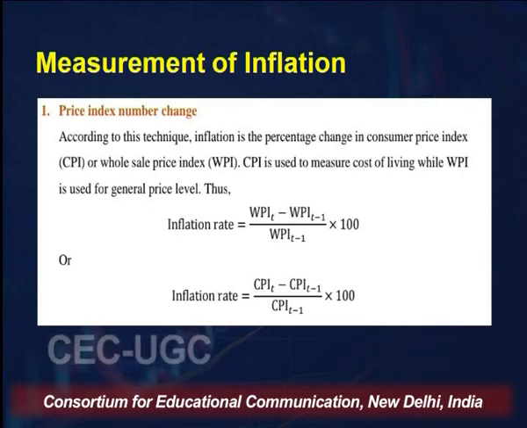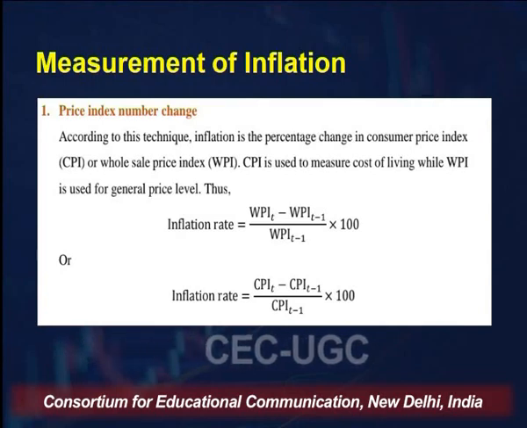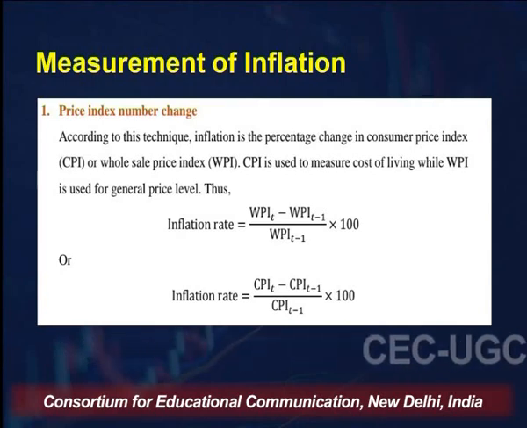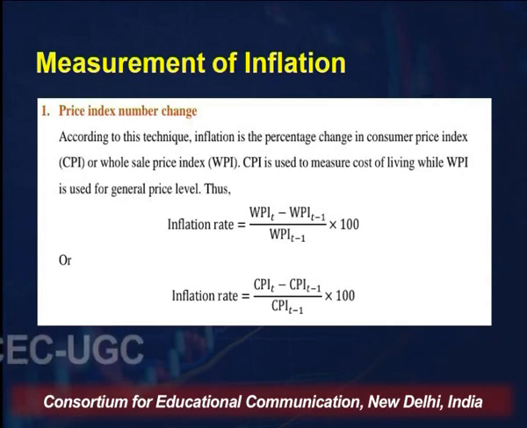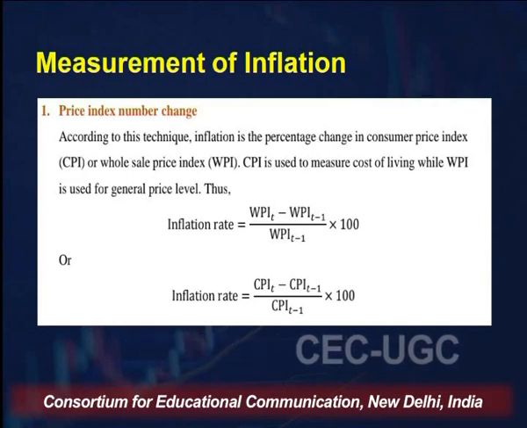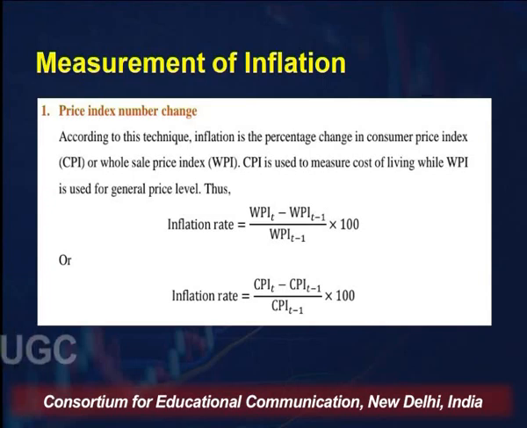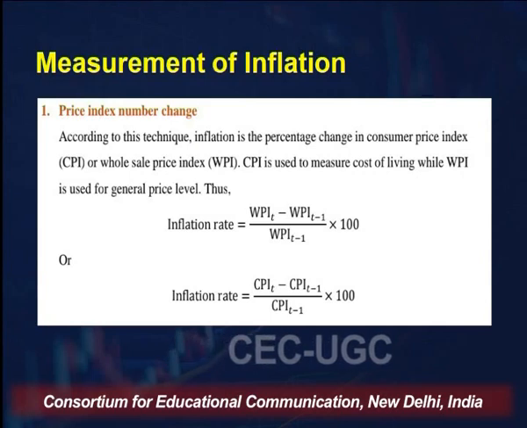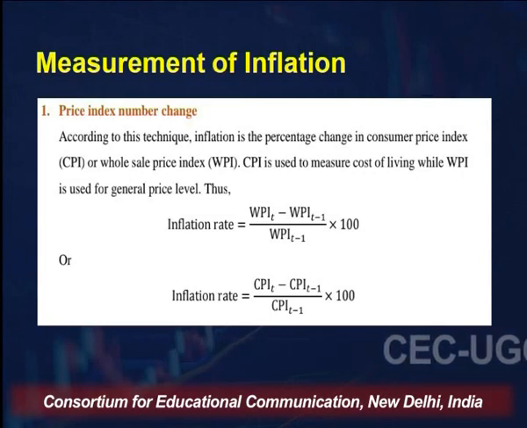So, how do we calculate inflation according to this method? Inflation rate is equal to, if we take WPI, then WPI at T minus WPI at T minus 1, divided by WPI at T minus 1, multiplied by 100. Here T is the time period, the year we are taking, and T minus 1 is the previous year's wholesale price index.